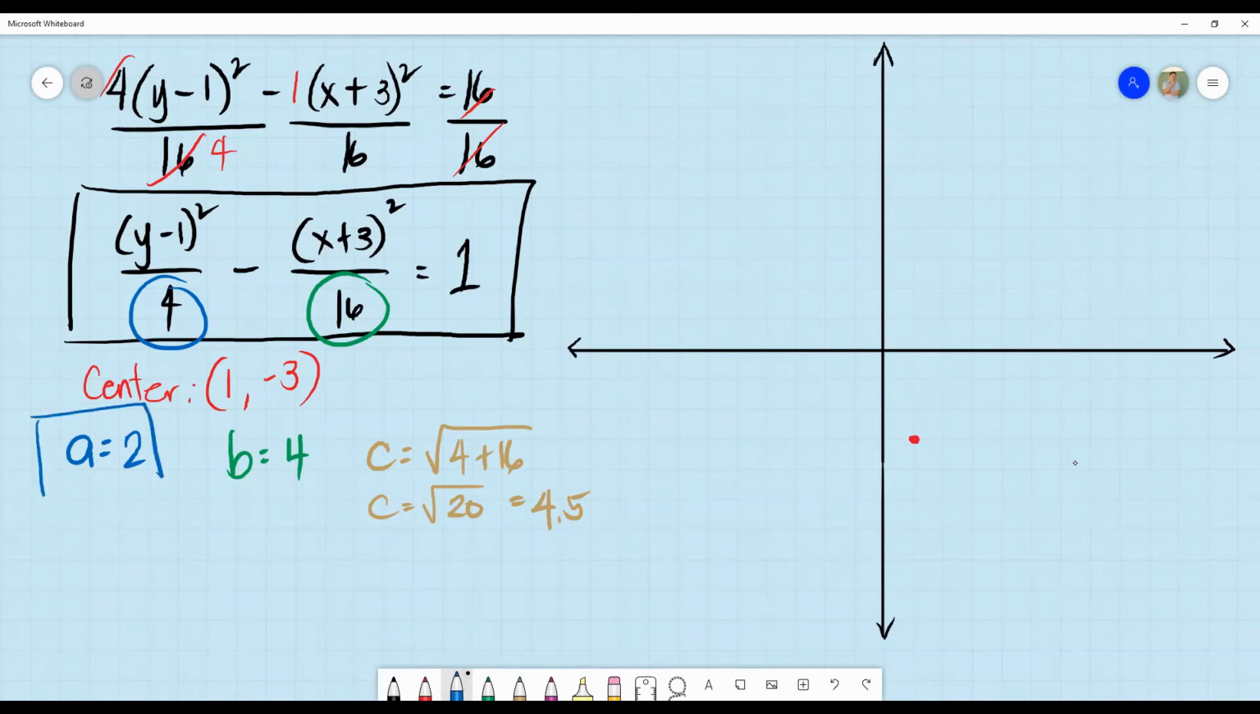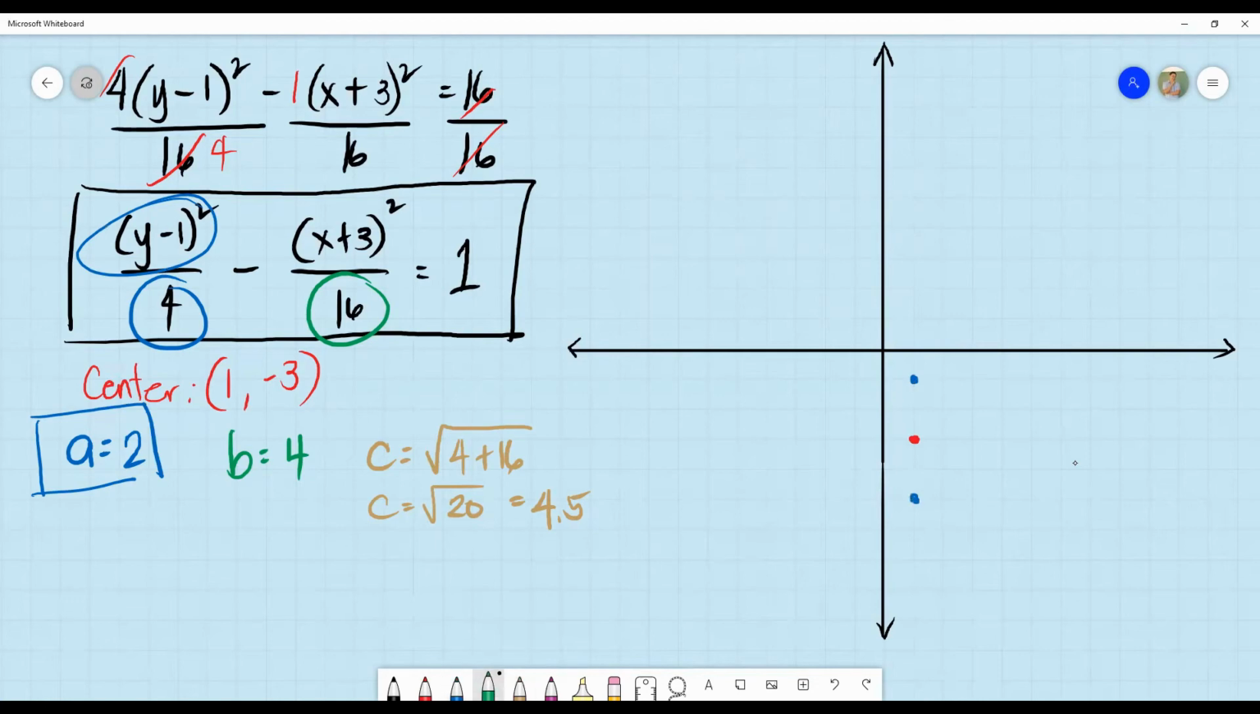Now, take a look at this. Our A is the value below y. So therefore, our movement will be up and down, 2 units from the center. So we will have 1, 2 there, and then 2 steps as well downwards. Those are our vertices now.